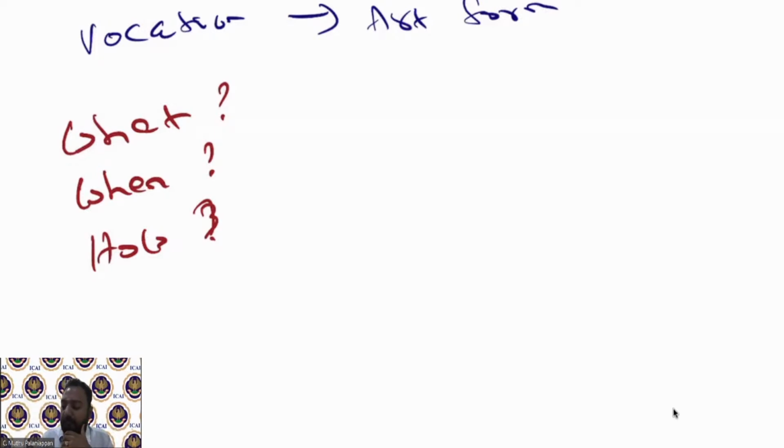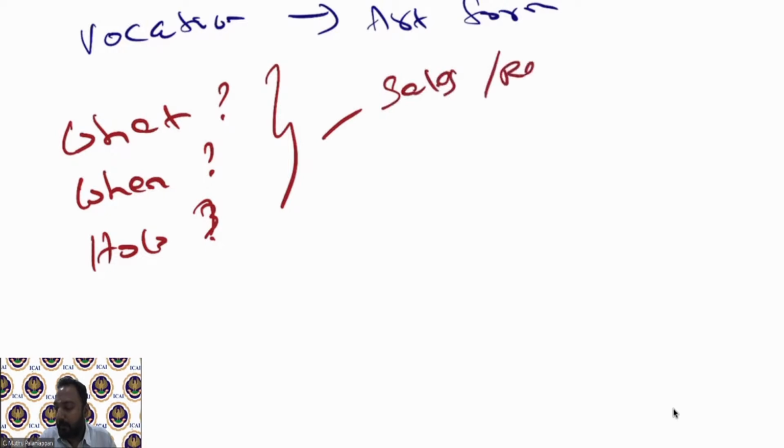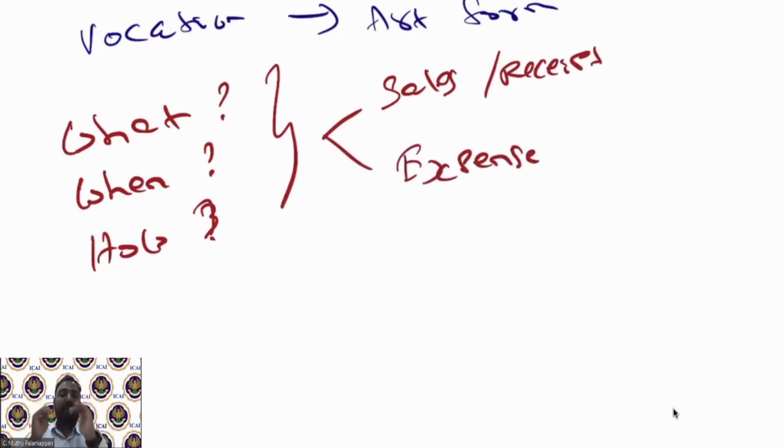Now, first thing, for all this, you have income. We'll call it sales or receipts. Then you have expenses, right? So what are all the incomes that will be taxable under PGBP? What are all the expenditures that will be allowed under PGBP? We are going to understand when it is taxable and how much of that is taxable. This is what we are going to understand in this PGBP chapter.